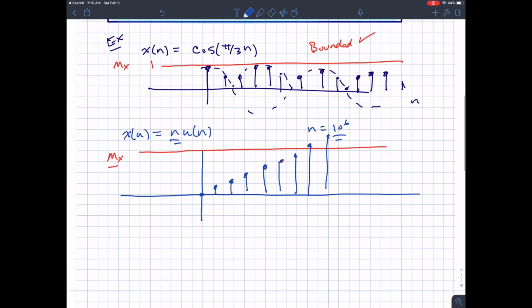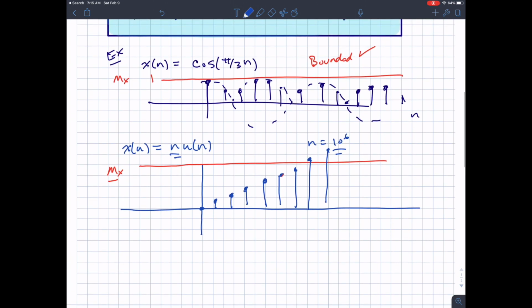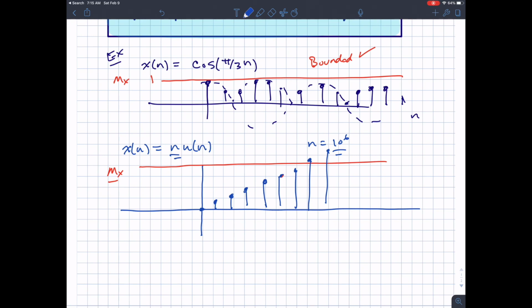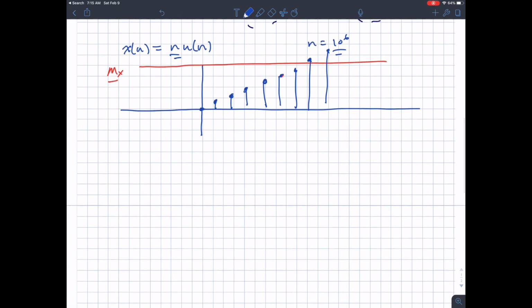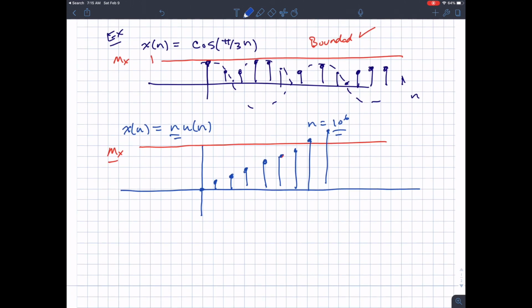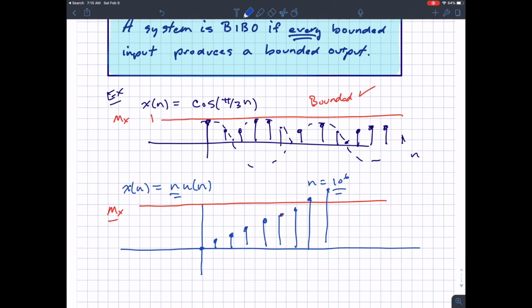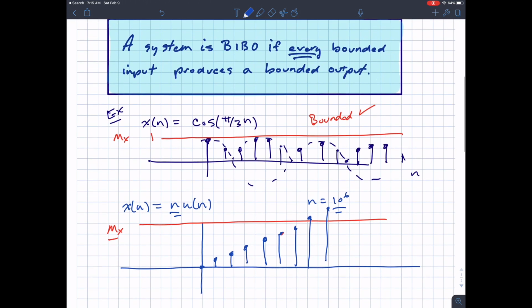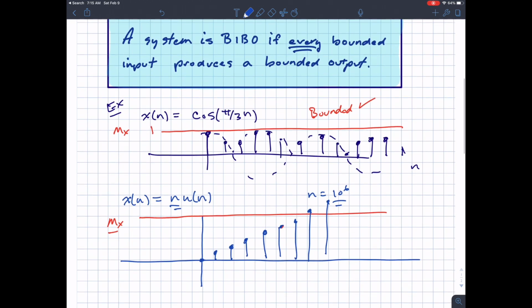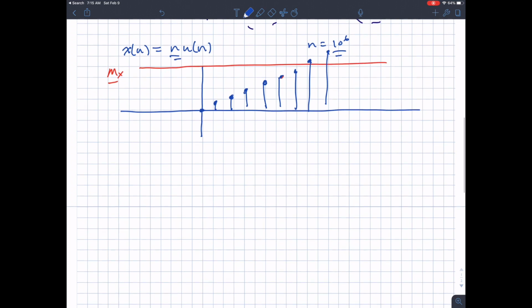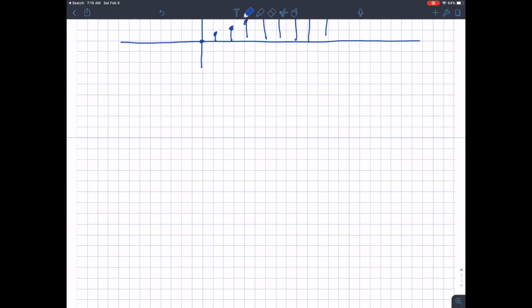Remember, we take the absolute value, so we're looking at what happens for the absolute value of the signal. The only reason we do that is so we don't have to worry about things going to either minus infinity or plus infinity. Once we know what a bounded signal is, we can start talking about bounded input, bounded output systems. Let me give you an example of one that is BIBO.